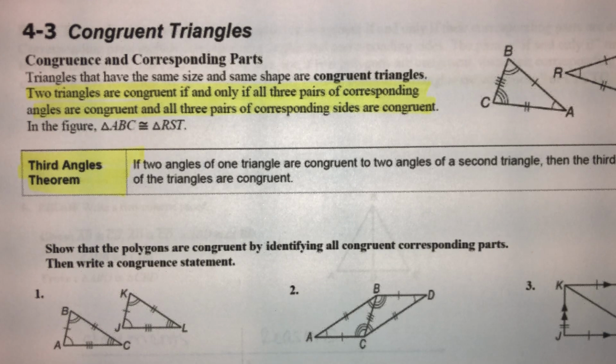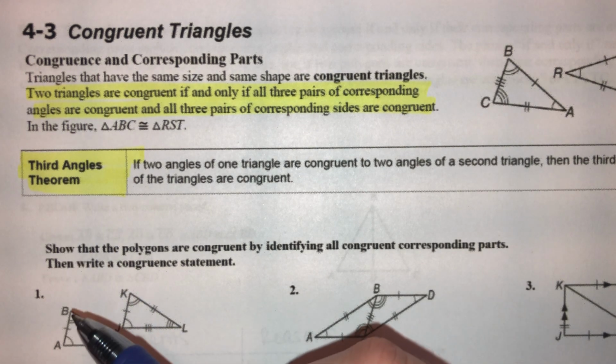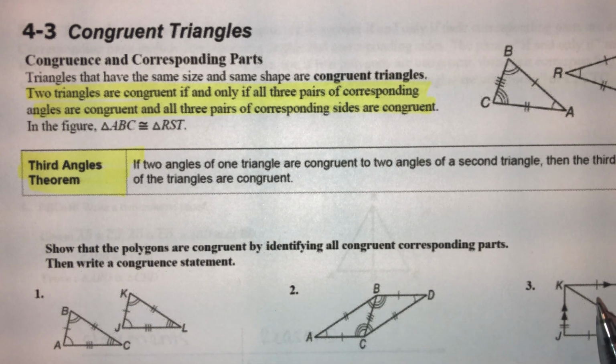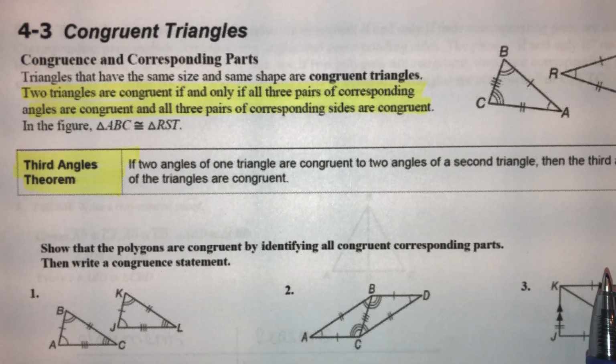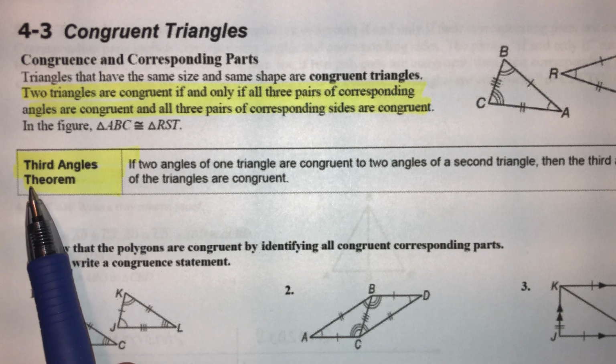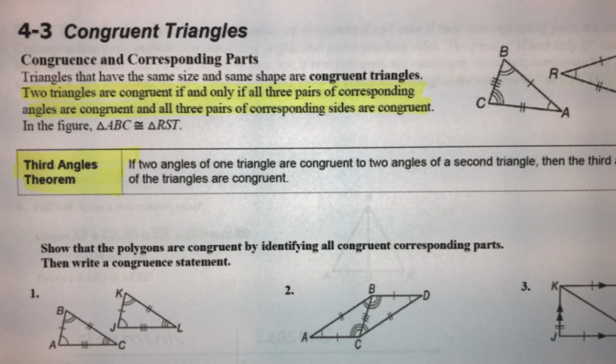Okay, this is lesson 4.3, all about congruent triangles. So we are going to start adding more theorems to our collection that we already have going, so that eventually, and we're going to be doing it in this lesson, we can start writing proofs to prove two triangles are congruent. So we learned the last two in the last lesson, the triangle angle sum theorem and the exterior angle theorem. Now we have the third angles theorem for a triangle.